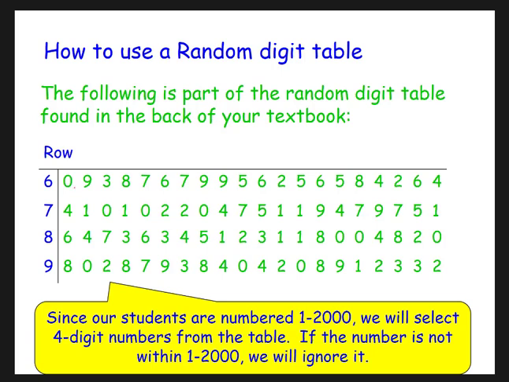So if we're using row 6, first one in is 938. 7,679 is more than 2,000. I'm not going to use it. This one's going to be more than 2,000. I'm not going to use it.